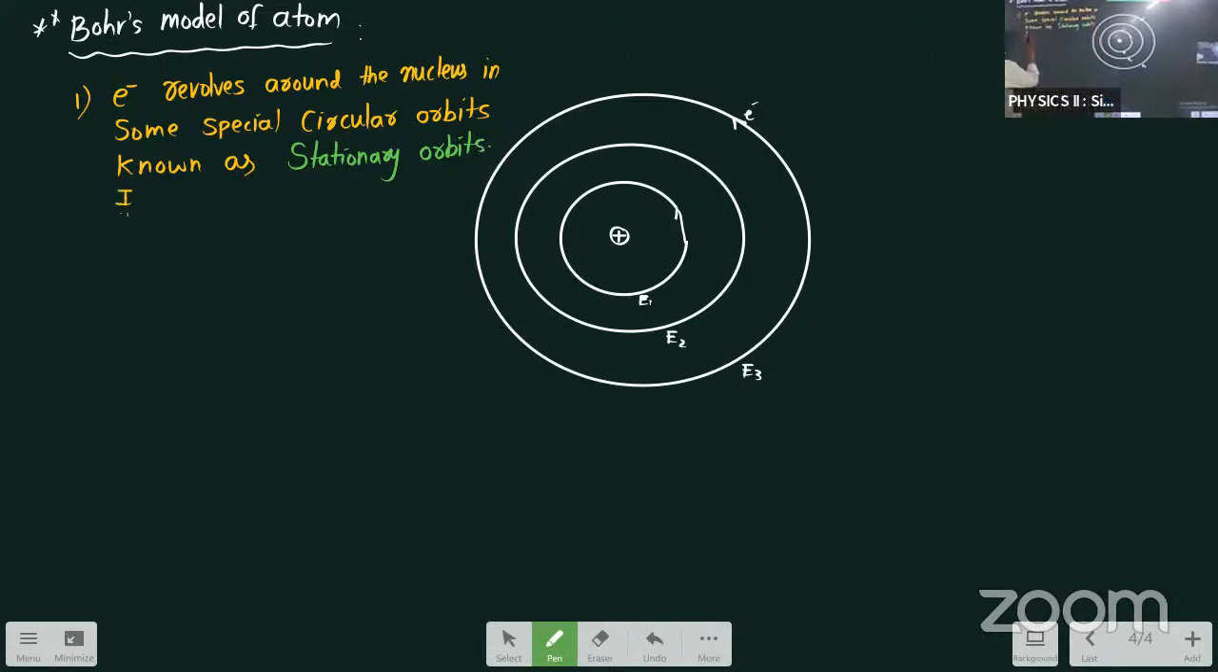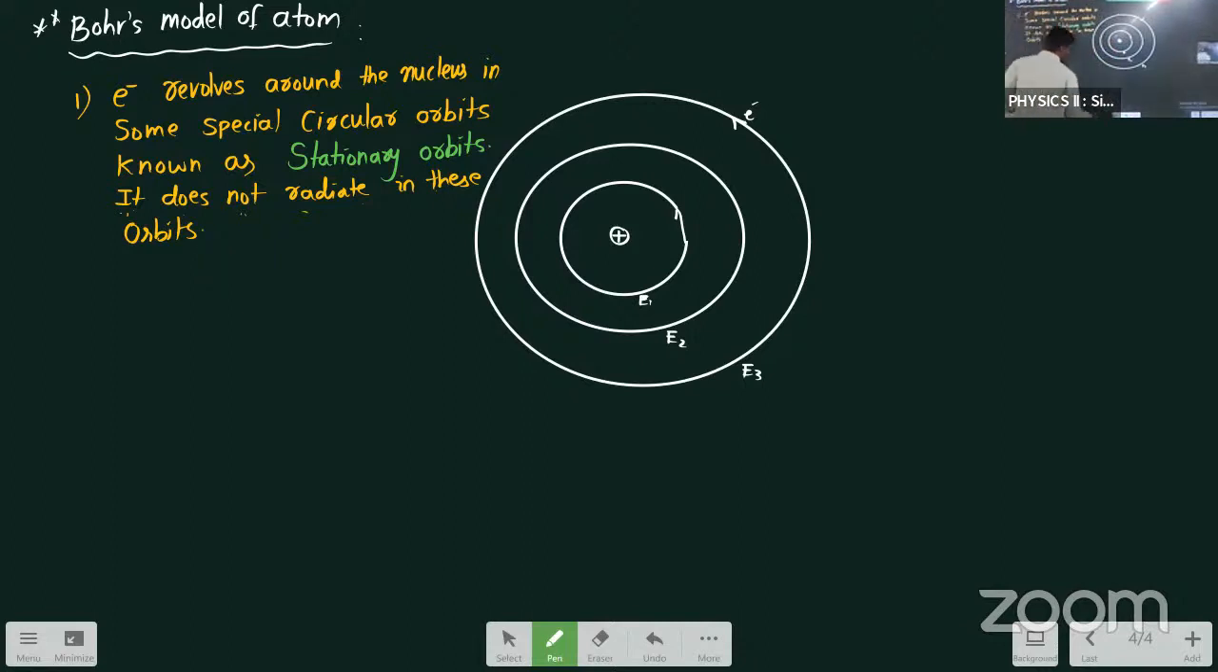It does not radiate. It does not radiate in these orbits. What does it mean? These are the special orbits called the stationary orbit, in which whenever the electron is revolving around the nucleus, it does not radiate any energy. So what is the first postulate of Bohr's model of atom? Electron revolves around the nucleus in some special circular orbit.